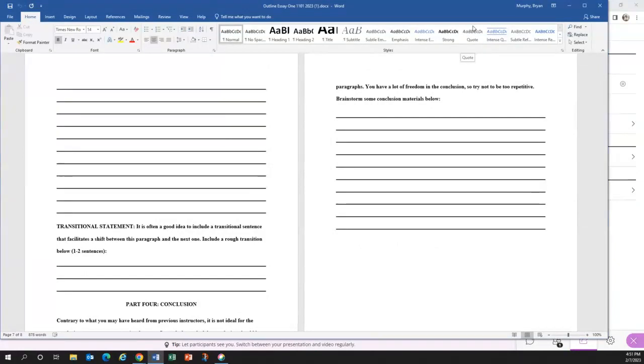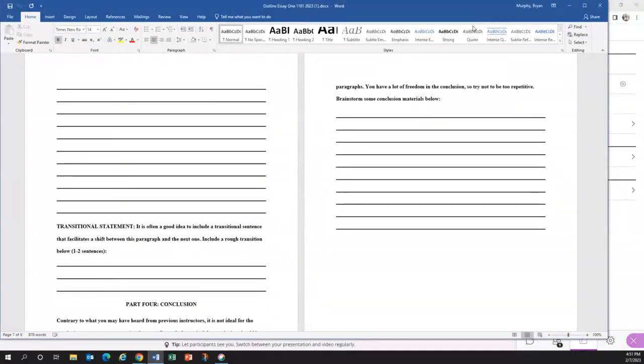I always refer to the conclusion as the least important and the most difficult part of the essay. It's the least important because you've already written most of 3 pages, and that's really the bulk of your thoughts, your ideas in your essay. And so what else do you say, right? It's the least important because you've already said everything.